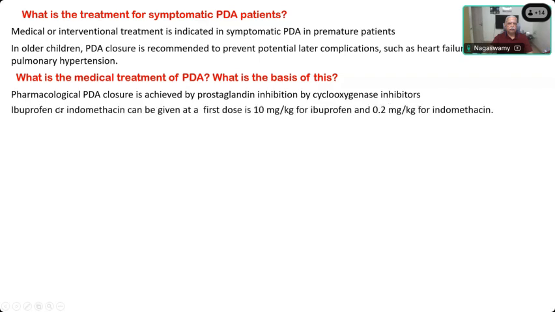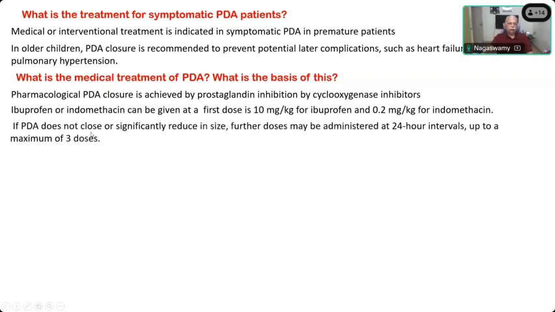Inhibitors. So ibuprofen or indomethacin can be given. First dose is 10 milligram per kg for ibuprofen and 0.2 milligram per kg for indomethacin. That is the dose. Sometimes they may ask you this also.